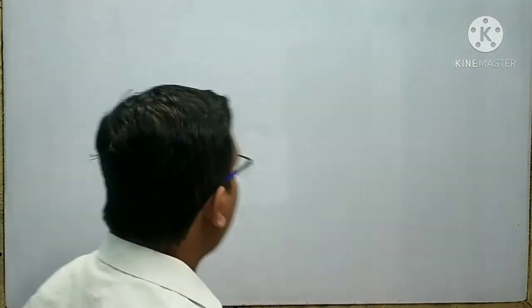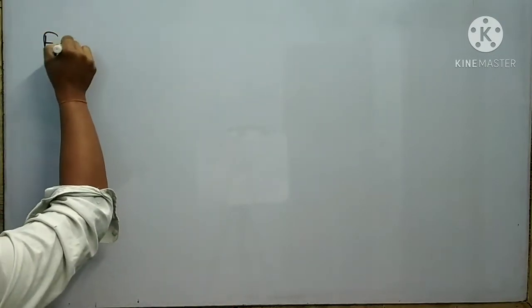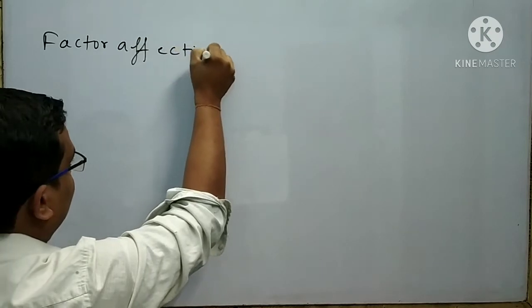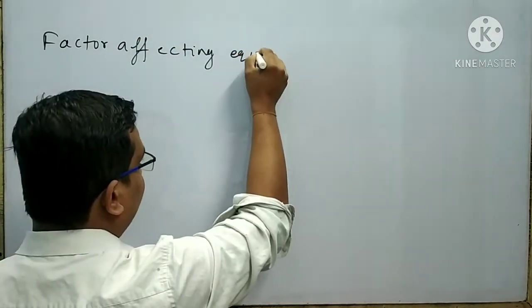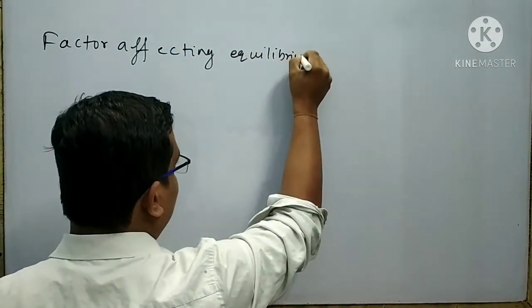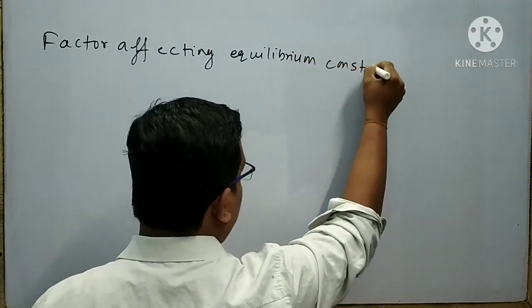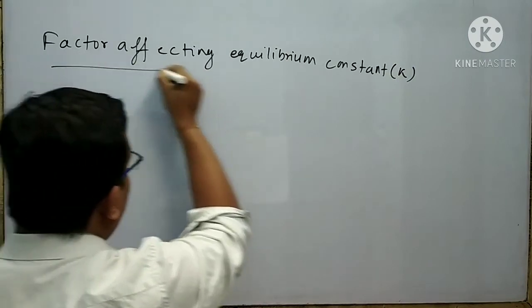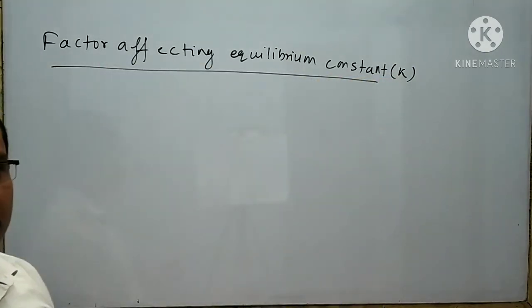Next I discussed the types of equilibrium, the chemical equilibrium and physical equilibrium. Now I am going to discuss the factors affecting the equilibrium constant, that is your K. What are the factors affecting the equilibrium constant?